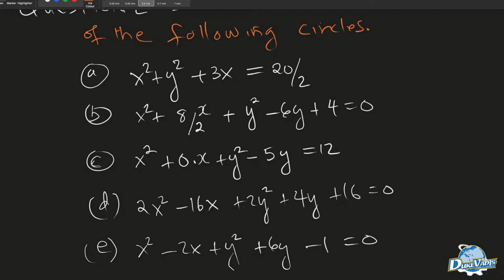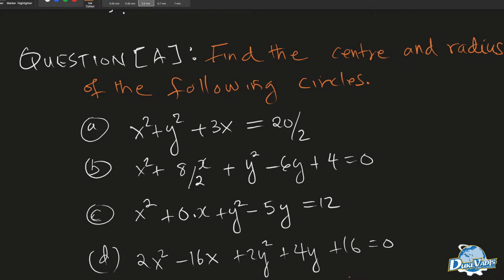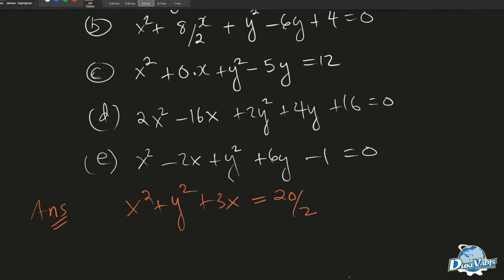As our first answer, we see x squared plus y squared plus 3x is equal to 20 over 2. We're supposed to find the center and the radius. So this can also be written as x squared plus y squared plus 3x is equal to 10. Do you agree? Because 20 divided by 2 is 10.